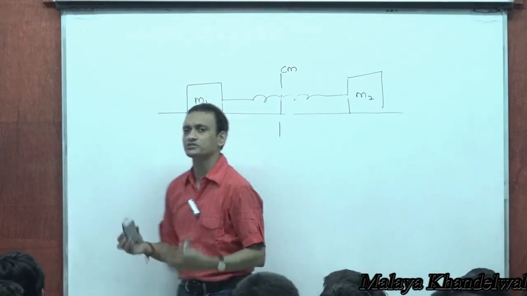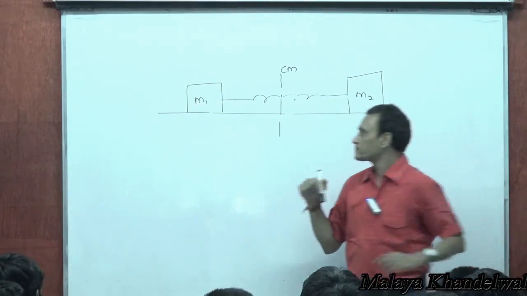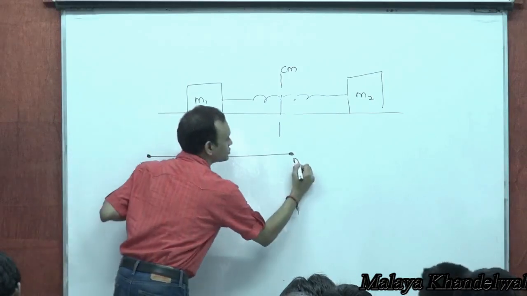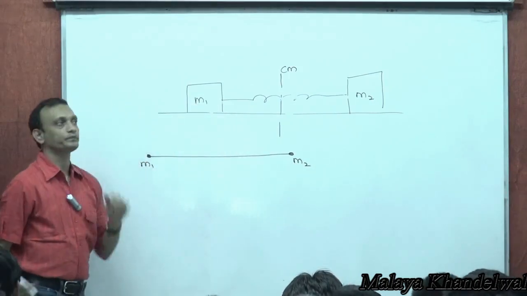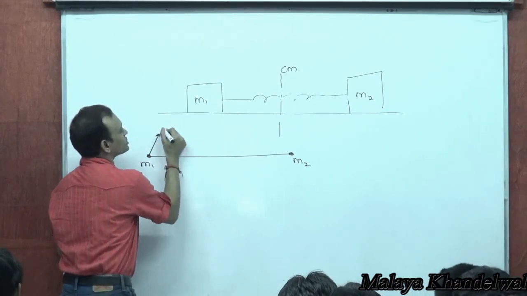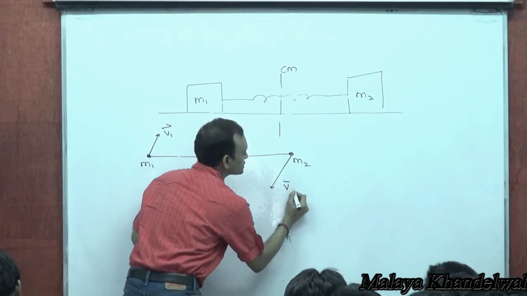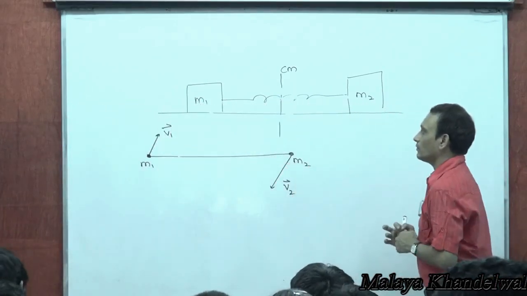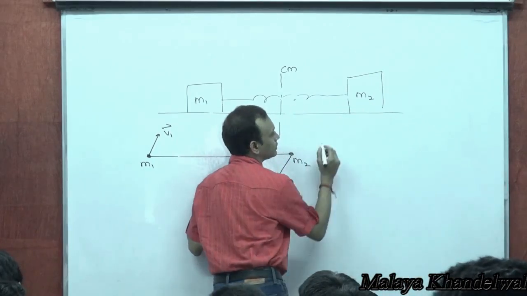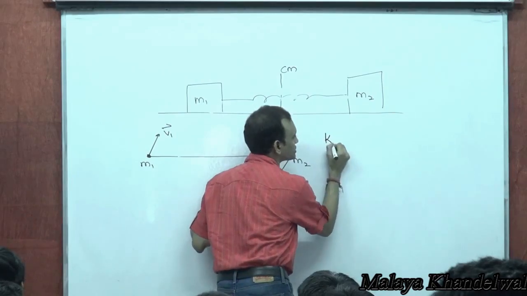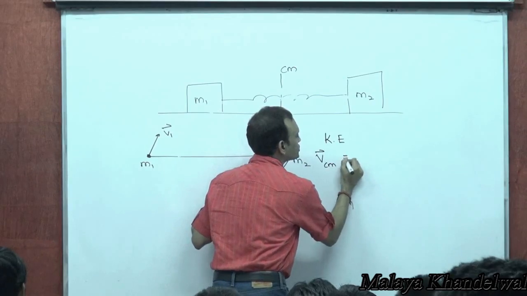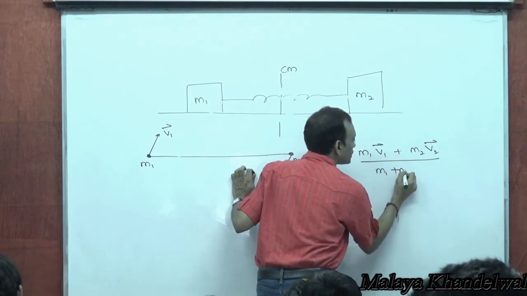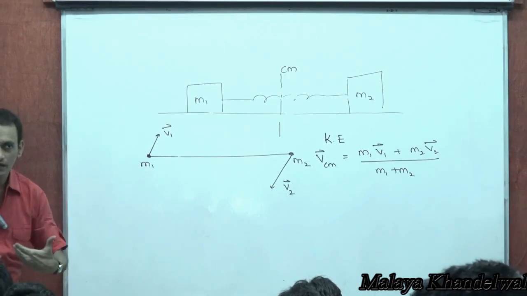Now, one thing that I want to tell you before I proceed, it's a very general remark, not related to the two-body system, but in general related to any two point particles. Any two particles, let's say M1 and M2, and let's say V1 is the velocity of this and V2 is the velocity of this. Then the center of mass has a velocity which is m1 v1 plus m2 v2 by m1 plus m2. That's the velocity of the center of mass, right?